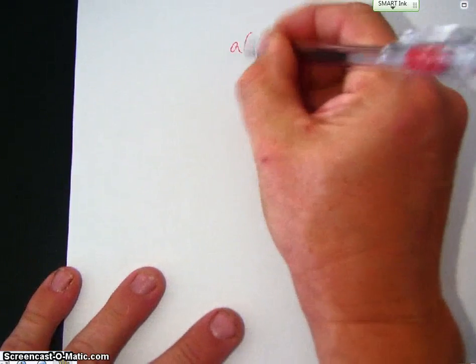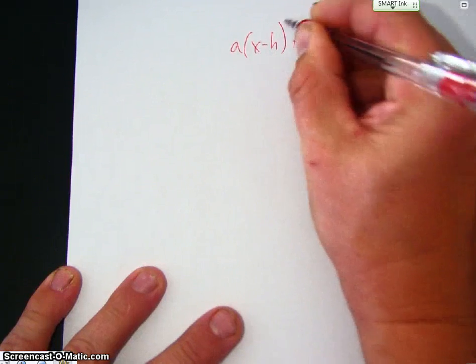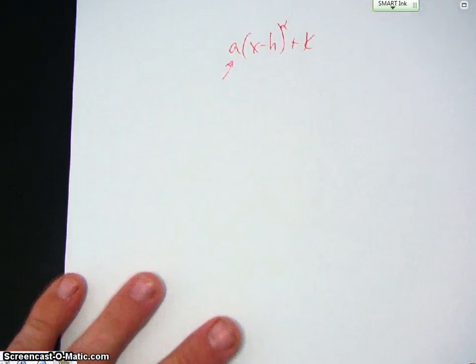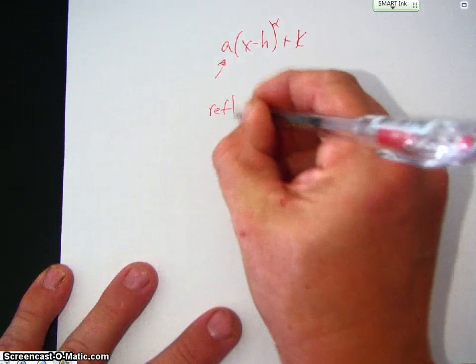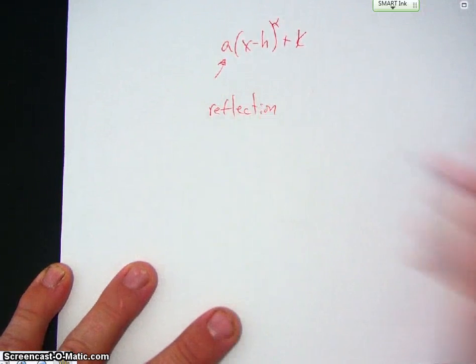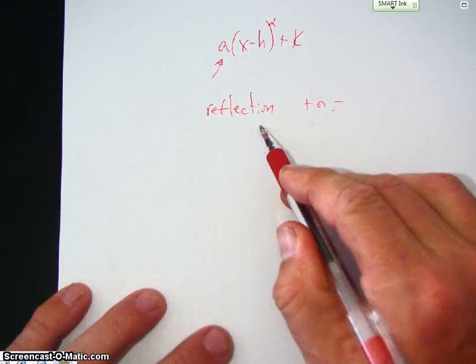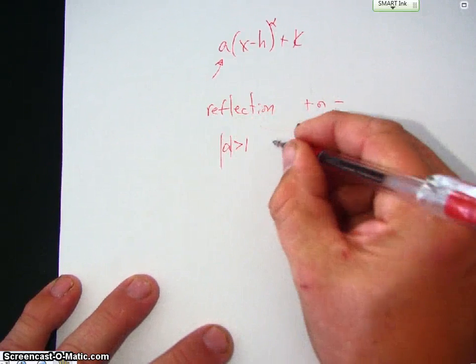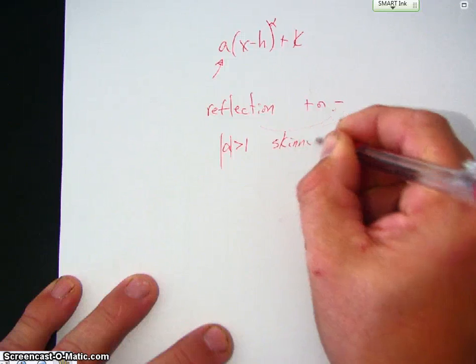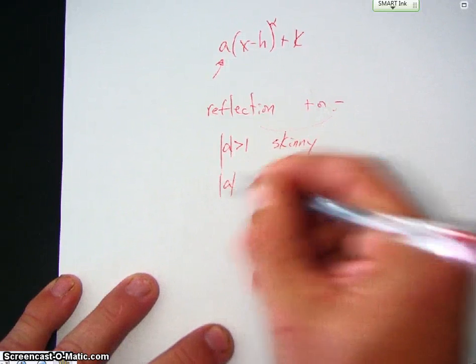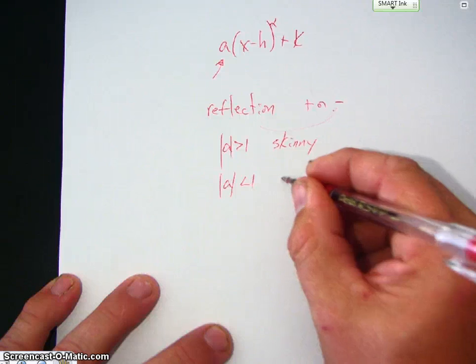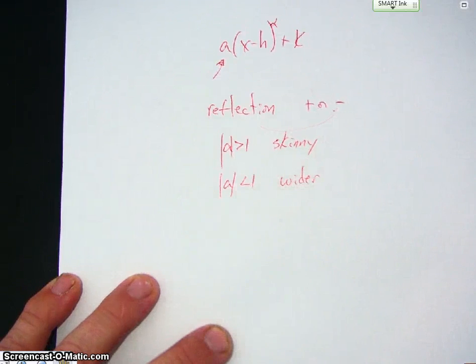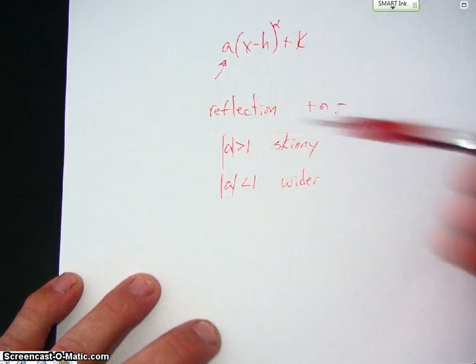All right. So review. We have A times (x minus h) squared plus k. We looked at A. There are 3 things that A does. It's a reflection. In other words, is it positive or negative? If it's negative, it's a reflection. If the absolute value of A is greater than 1, the graph gets skinny. If the absolute value of A is less than 1, it gets wider. So A affects the graph in these 3 ways.